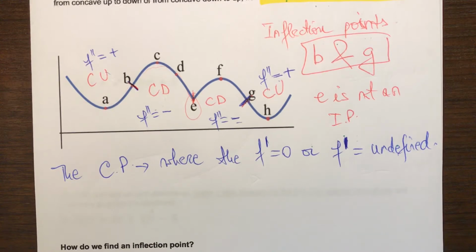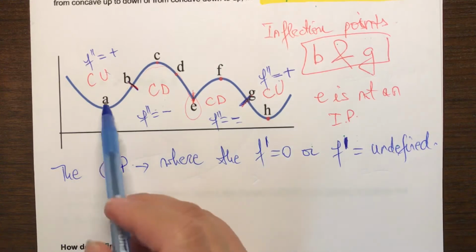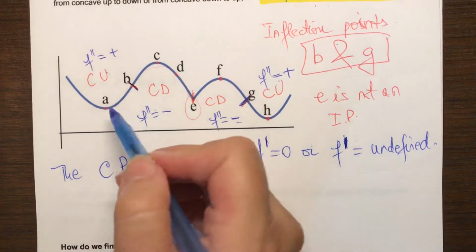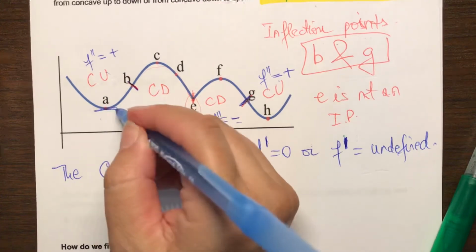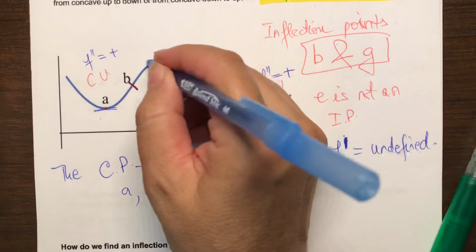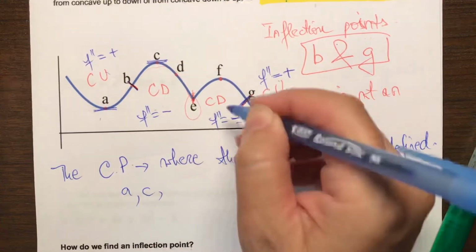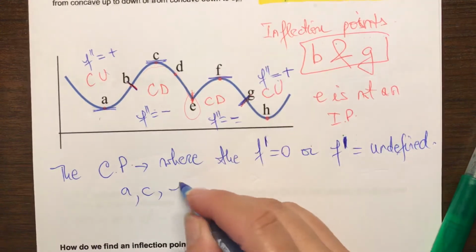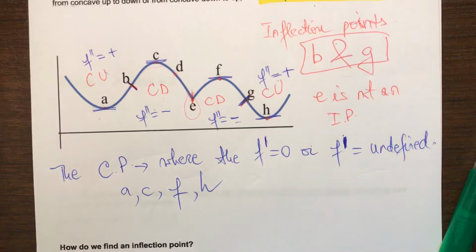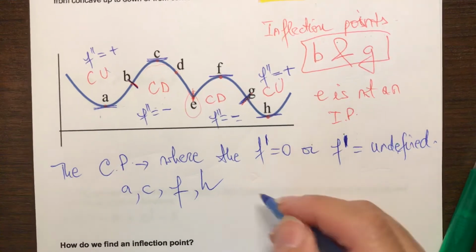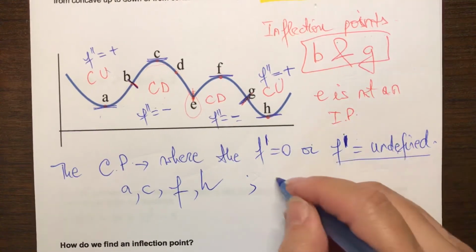So let's review that. Where was the second derivative equal to 0? The second derivative is 0 here at, okay, I'll make it blue, here at A. The second derivative is 0 at C. The second derivative is 0 at F. And the second derivative is 0 at H. What happens at E? The second derivative is undefined.